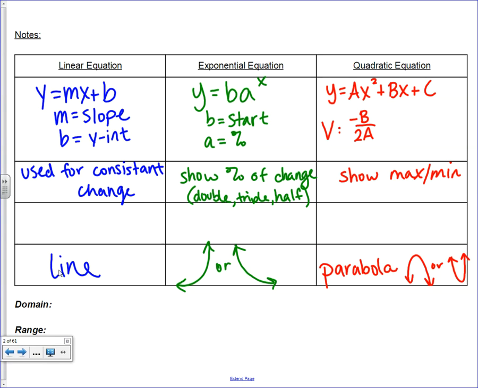That's what we're going to be graphing today, these U shapes. They're called parabolas. They're either going to be right side up or they're going to be upside down.